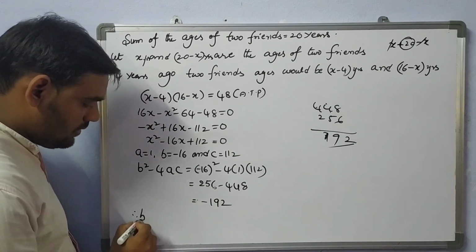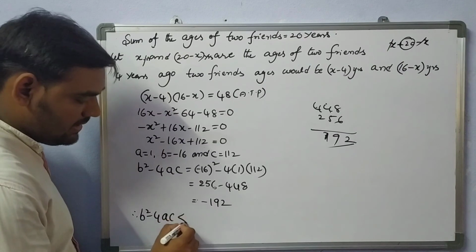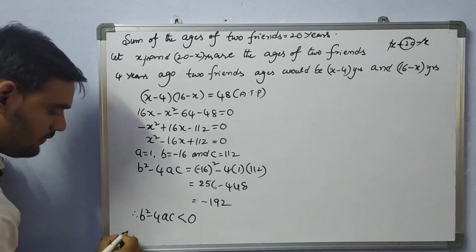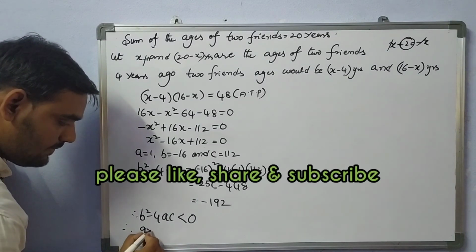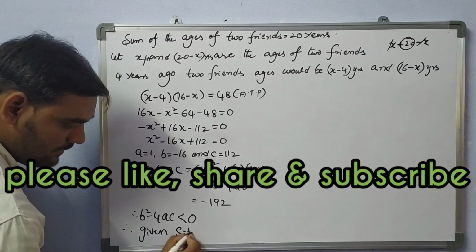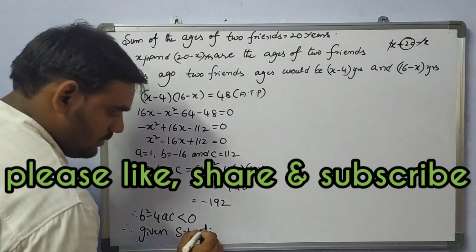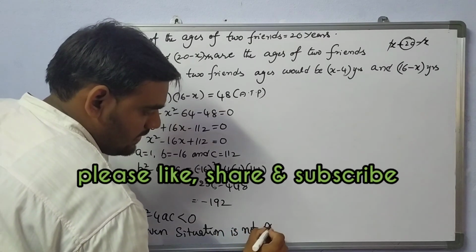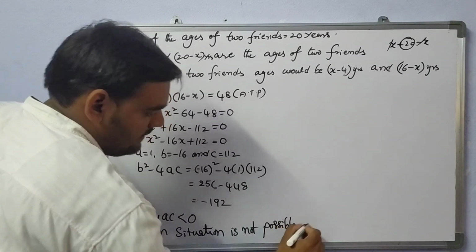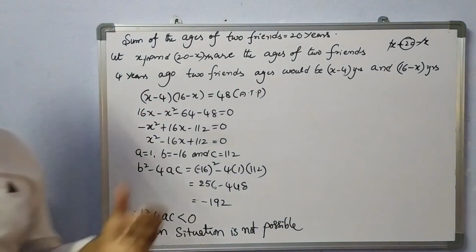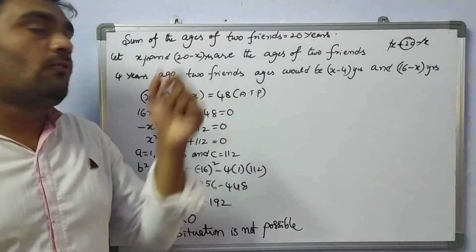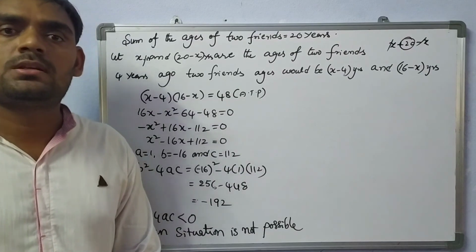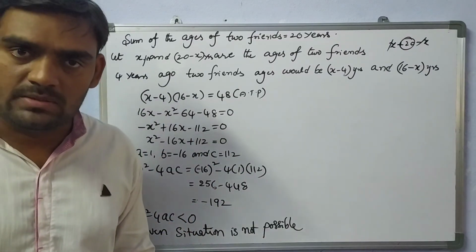So therefore, b square minus 4ac is less than 0. This situation is not possible. Therefore, we can say the given situation is not possible. So we can't find the present ages of these two friends because this situation is not possible. It means we won't get real roots. So this given situation is not possible.